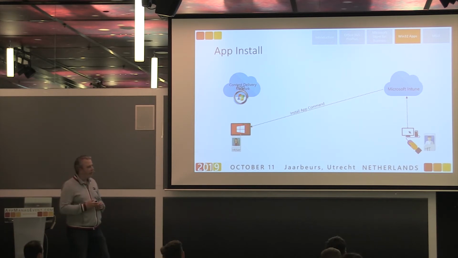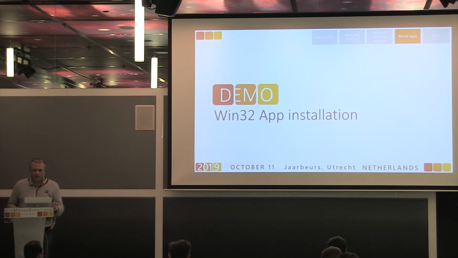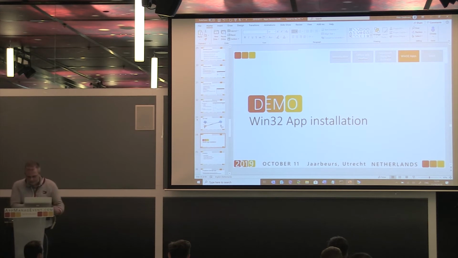Are the requirement rules okay? The detection method detects if the app is already there or not. If the app is not there, the content will be downloaded from the content delivery network. It will be unpacked, and the installation will be fired. So let's have a look at this.